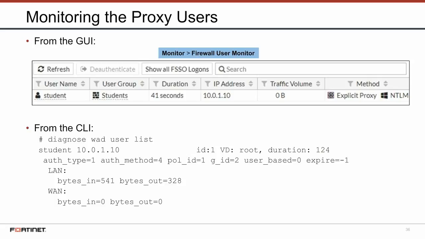Once the web proxy is working, you can monitor which users are connected to it. You can do this from the GUI or from the CLI by using the command diagnose wad user list.